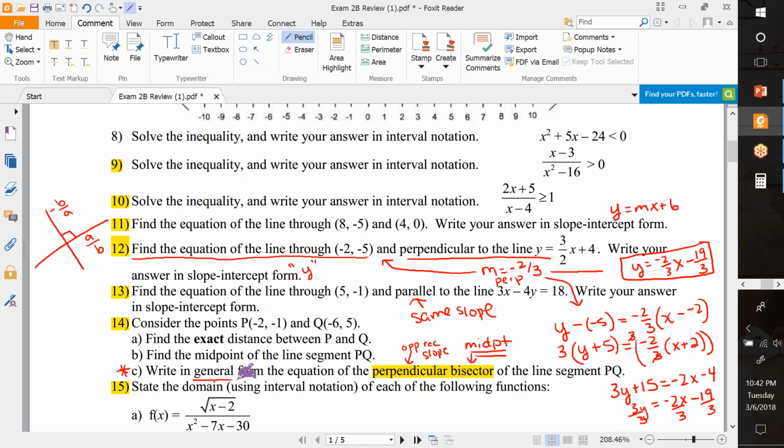The other thing that's different is they asked for us to write our answer in general form. General form means that you have your x and your y on the same side together. So ax plus by equals c. Also, one thing about general form that is really picky, they do not allow fractions. So I'll show you how to deal with that if you have a fraction. So let's go through this one. So we have 2 points, and we're going to find the distance formulas because they said find the exact distance. We're going to find the midpoint of the 2 points, and then we're going to find the perpendicular bisector.